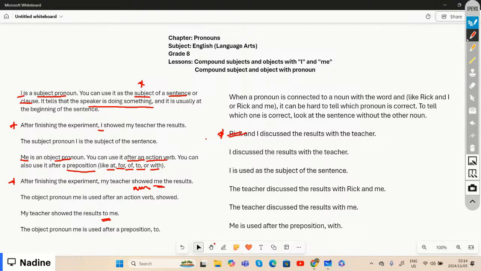All right. So I discussed the results with the teacher. So look at the word without the noun. Just look at the pronoun, whether it is the subject pronoun or the object pronoun.